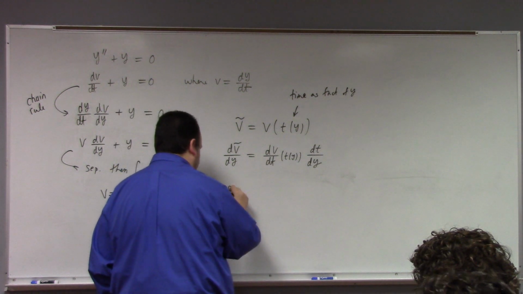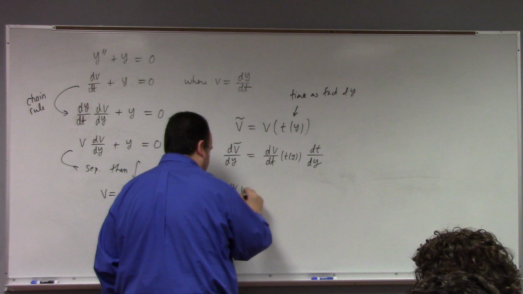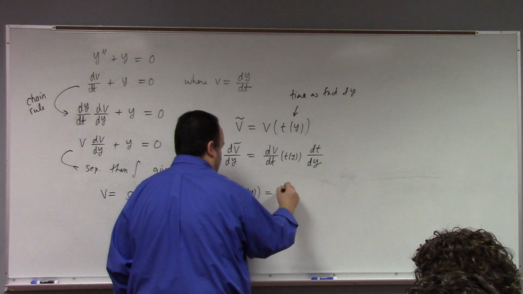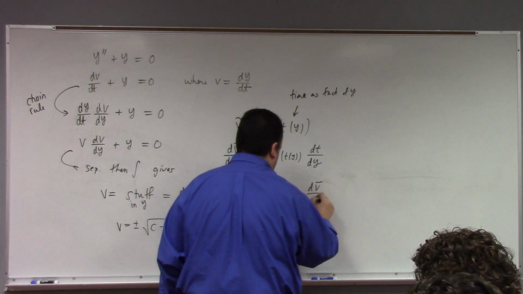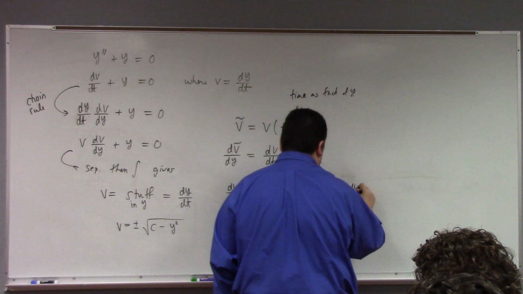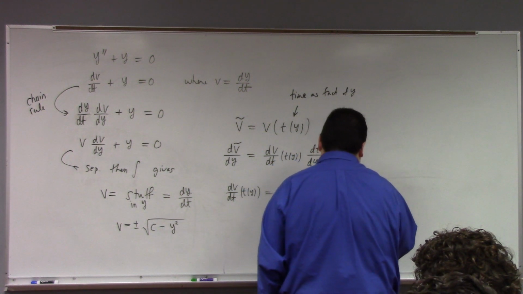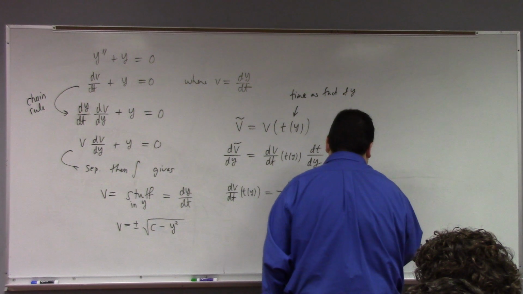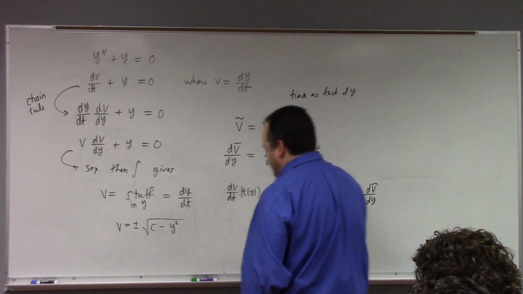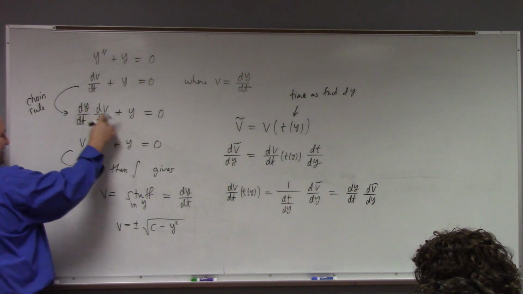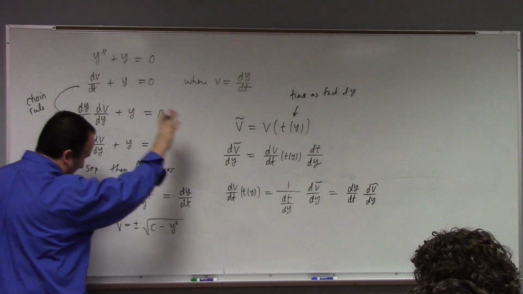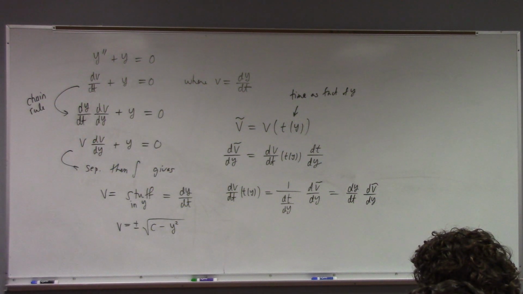which then solves for dv/dt of t of y equals 1 over dt/dy times dv tilde/dy, which then gives you dy/dt, because if we can write one as a function of the other, the derivatives of the function and its inverse relation are reciprocal. But we don't want to say all that. We just shortcut this by saying it's like this, right? But this is a shorthand for this. There you go. Did that help?